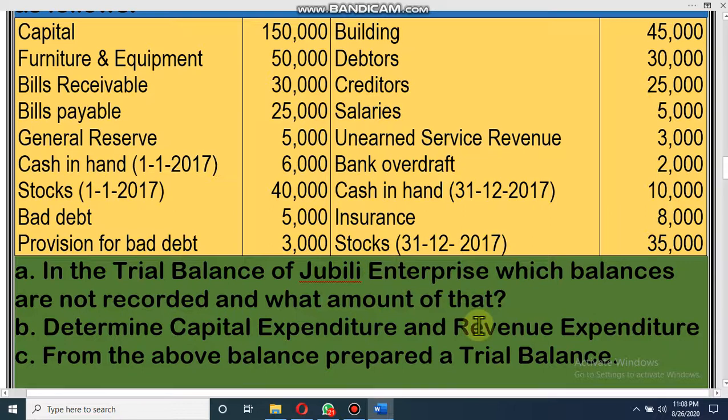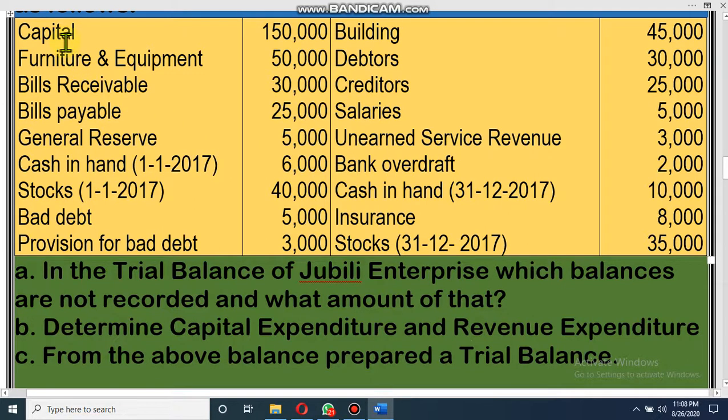And revenue expenditure is that expenditure which gives you service for less than a year. For both expenditures, you have to pay money to other parties. But with capital expenditure you will receive benefit for a long time, and with revenue expenditure you will receive benefit for a short time. That means capital expenditure gives you long term benefit, and revenue expenditure gives you short term benefit. Dear student, let's see the question.